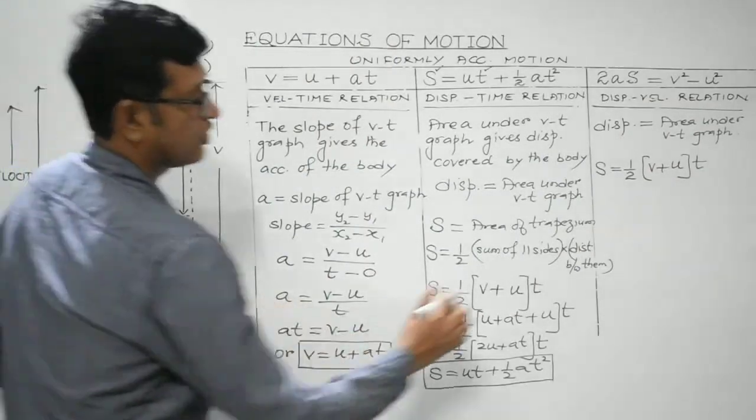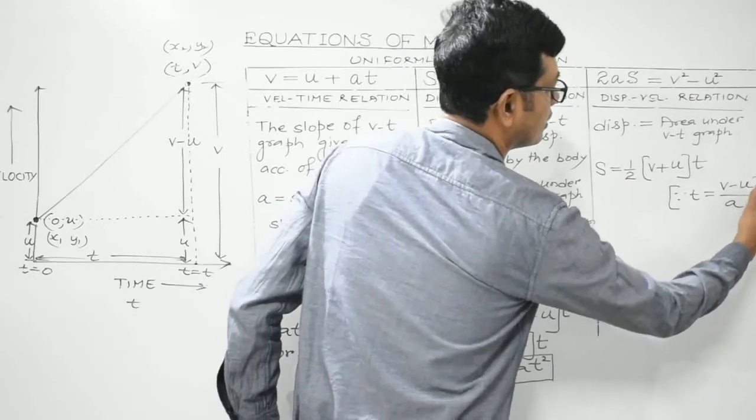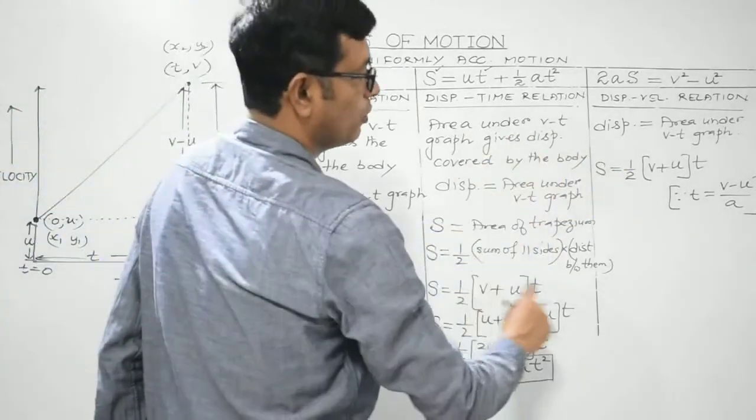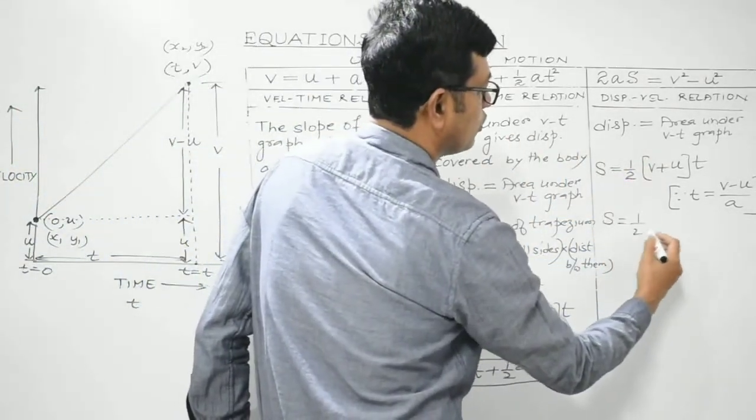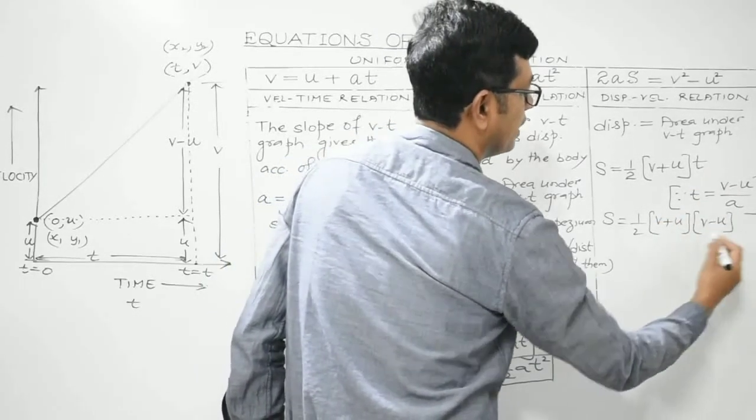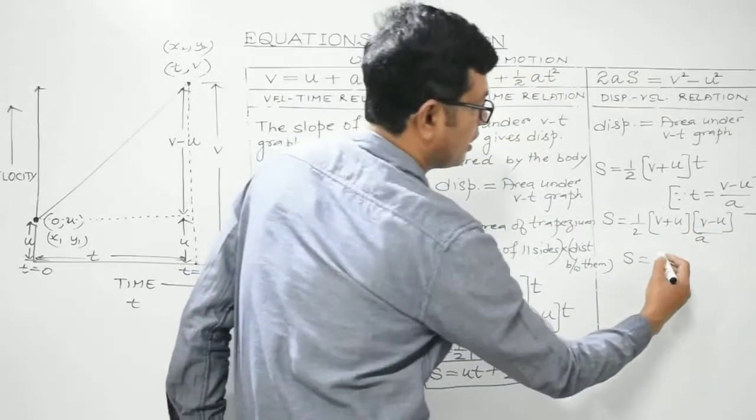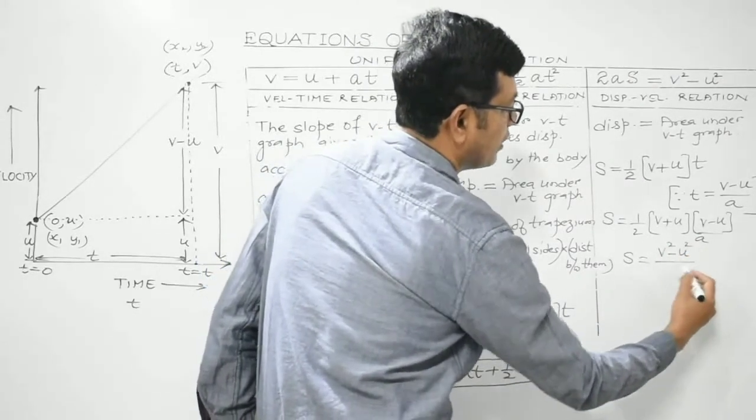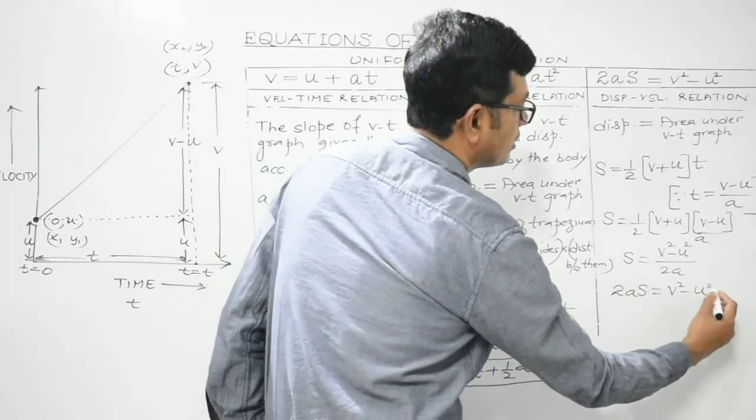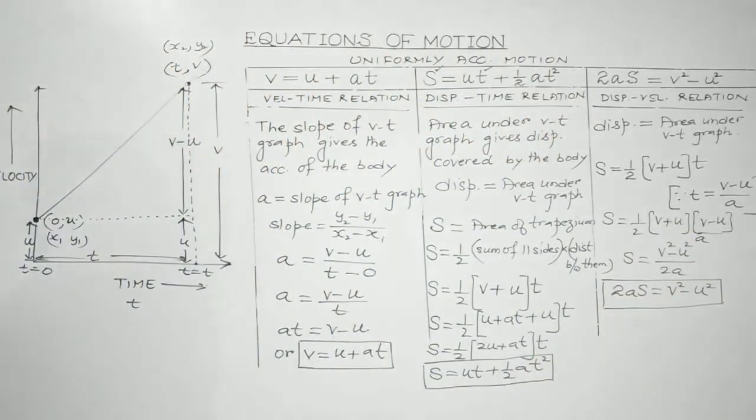Over here a and t can be interchanged, and we know that t is equal to v minus u by a, isn't it? From this, interchange a and t, so t can be written as v minus u by a. Substitute this value over here. So what do we get is v plus u, and in place of t we can write v minus u by a. So S is equal to v plus u into v minus u, which gives v square minus u square, divided by 2a. On cross multiplication we get 2as is equal to v square minus u square. This is the third equation of motion, right?